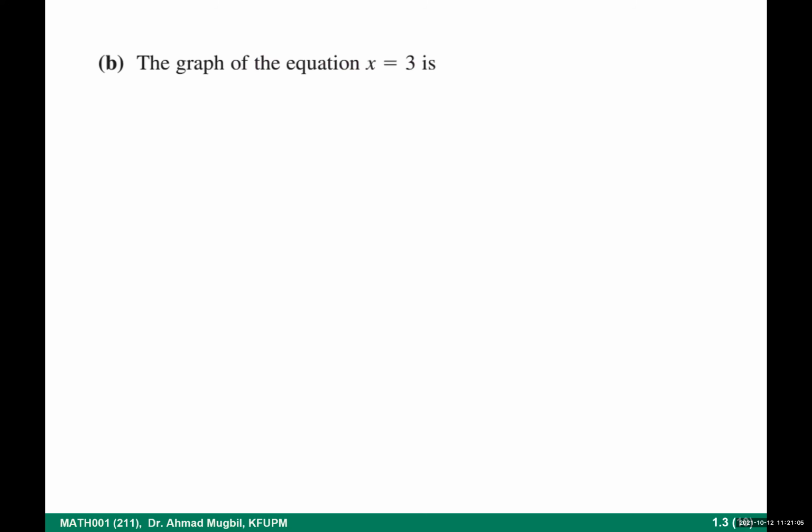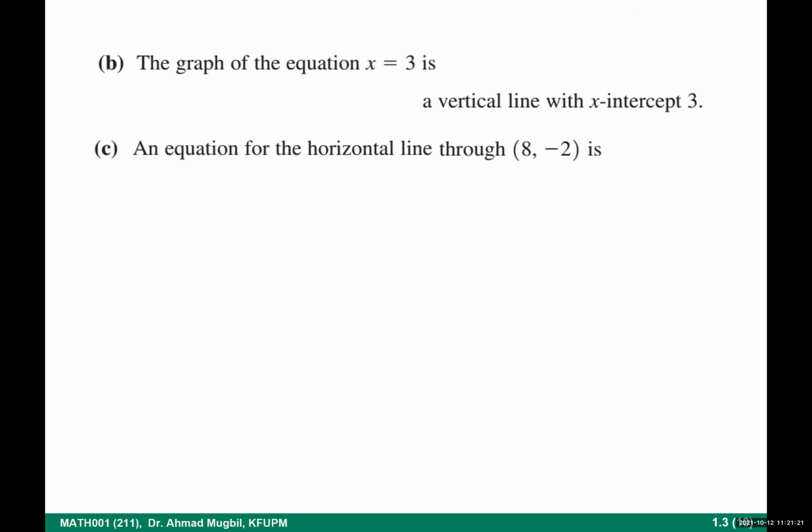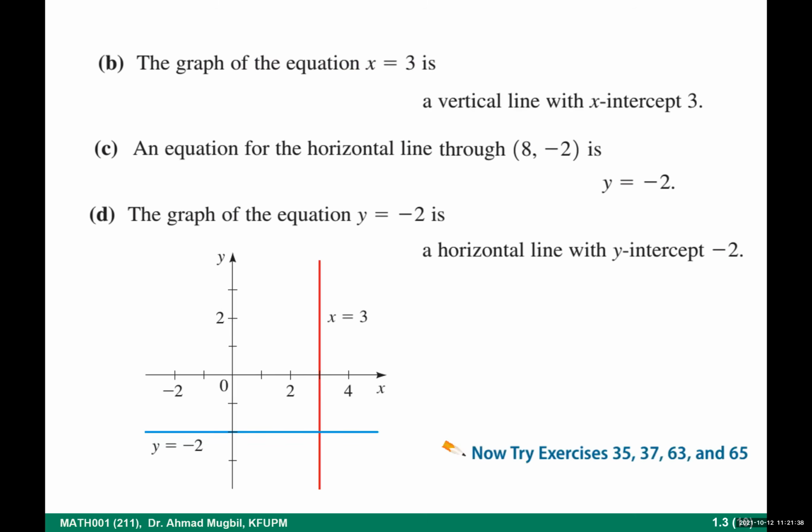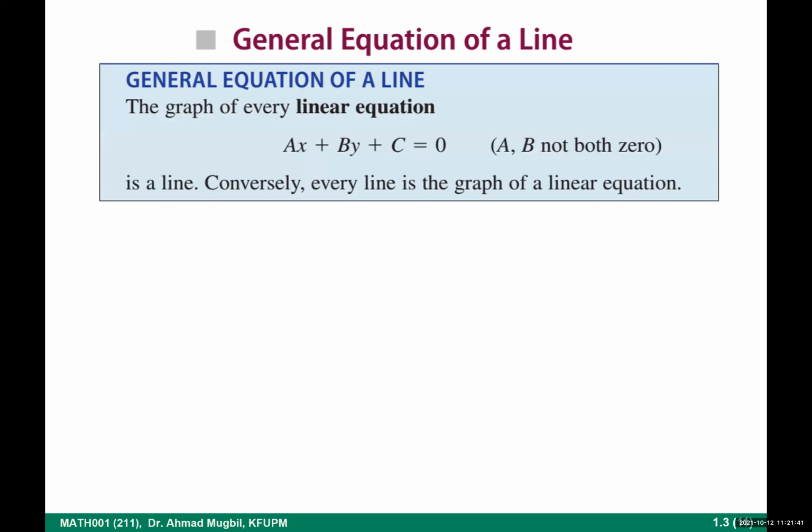Now, what is the graph of the equation x equals 3? It is a vertical line with x-intercept equals 3. What is the equation of the horizontal line passing through the point (a, -2)? Y equals -2. What is the graph of the equation y equals -2? A horizontal line with y-intercept equals -2. Great.